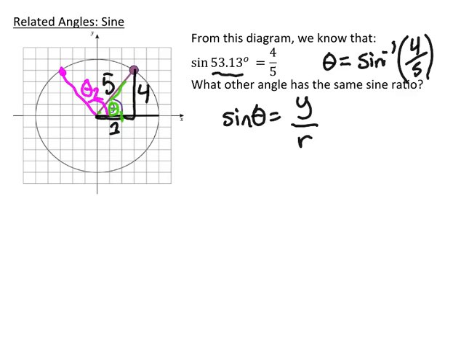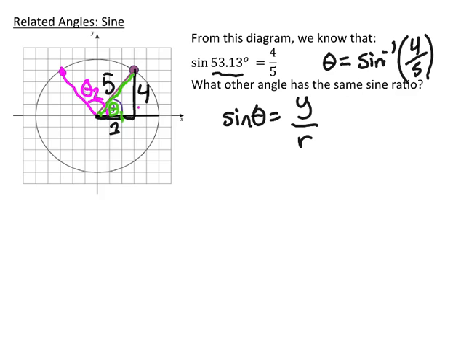So it has the same, so that's the first angle, theta 1. Theta 2 has the same y, the same r, so it's going to have the same sine ratio, but it's a completely different angle. So how can I actually calculate what that angle is? Well, if I look closely here, you can see this is symmetric.